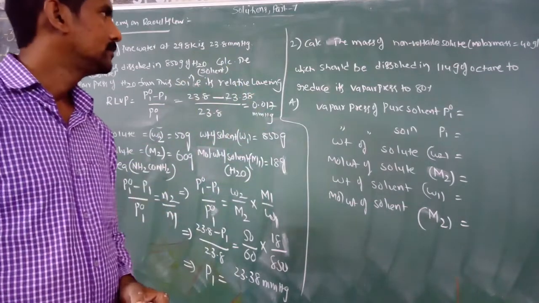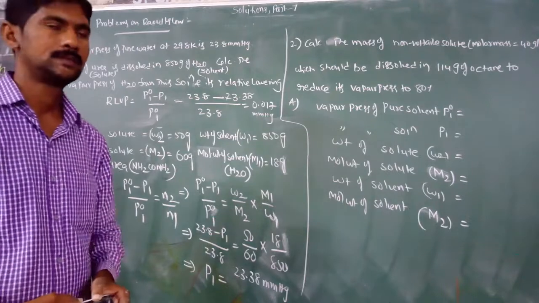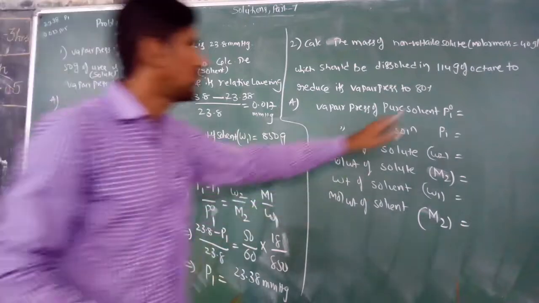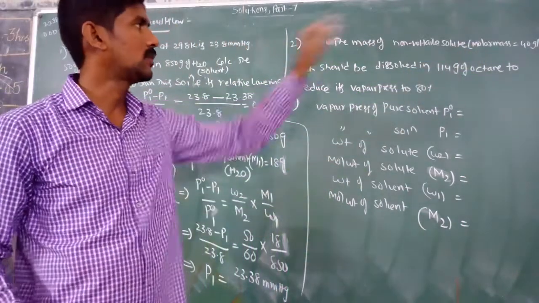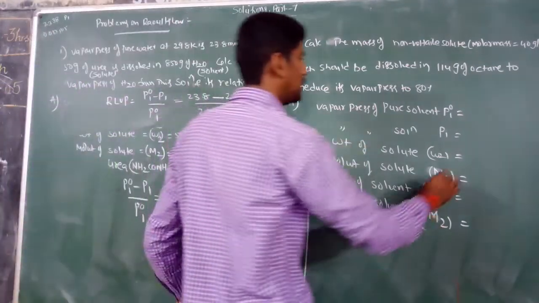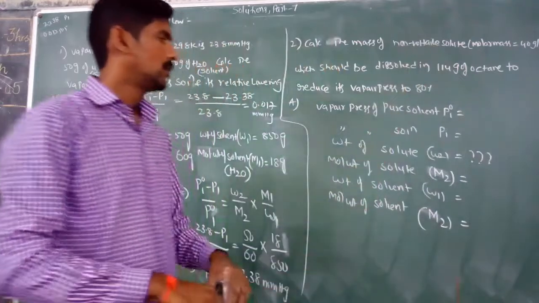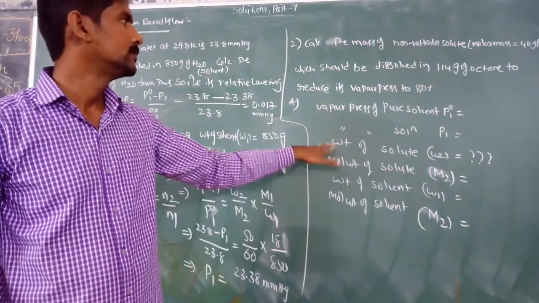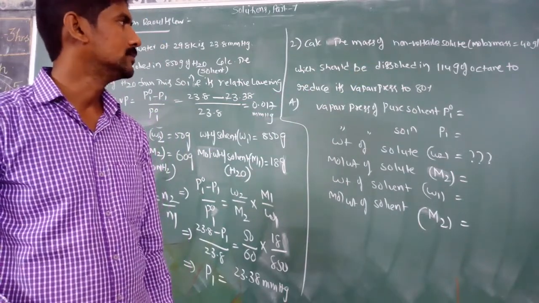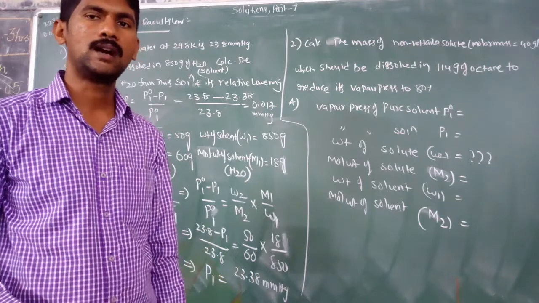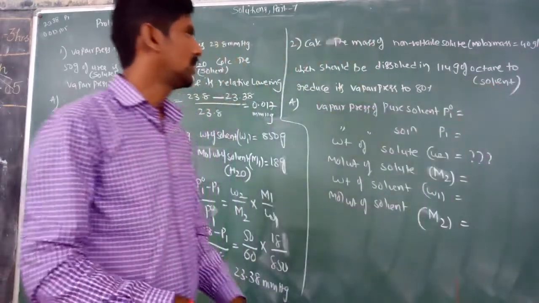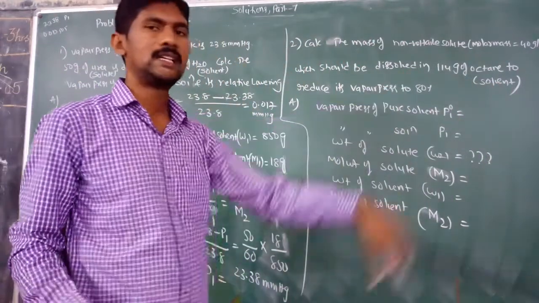And the second problem is: calculate the mass of non-volatile solute. In the brackets, the molar mass is mentioned as 40 grams. It means we have to find the weight of solute. They did not give the weight of the solute, which should be dissolved in 114 grams of octane. Octane is the solvent. To reduce its vapor pressure to 80%.